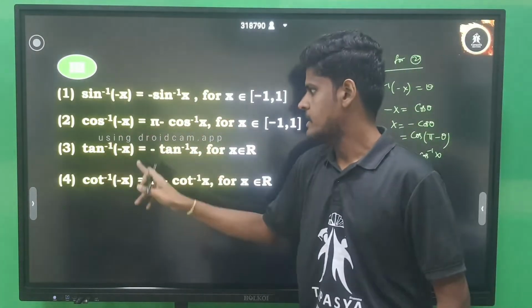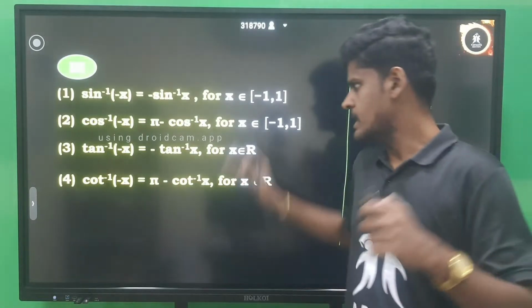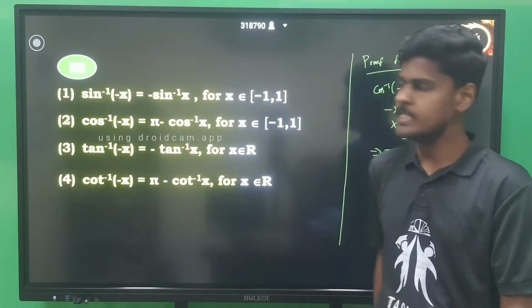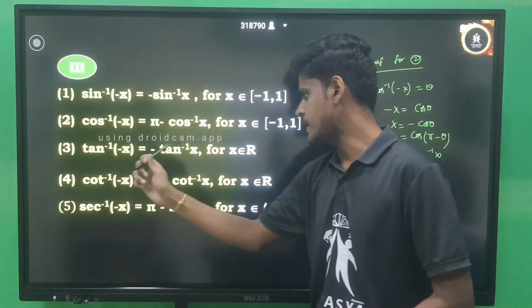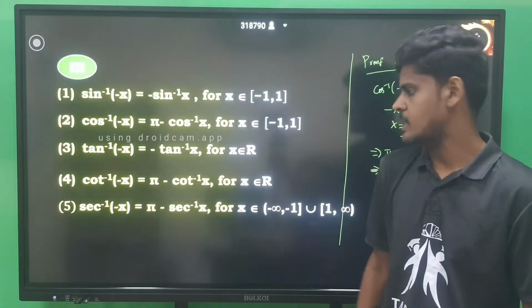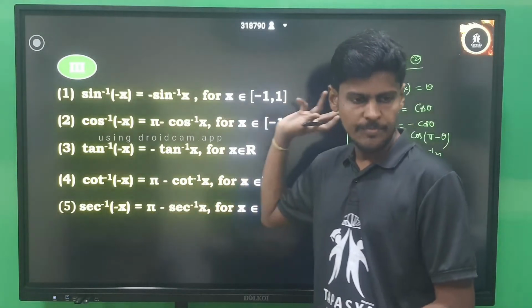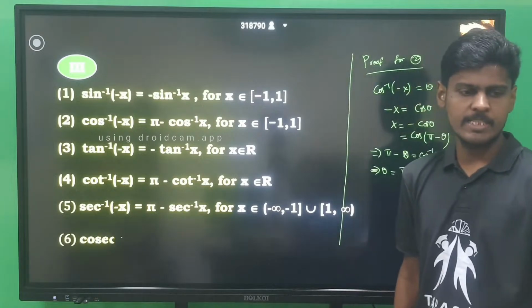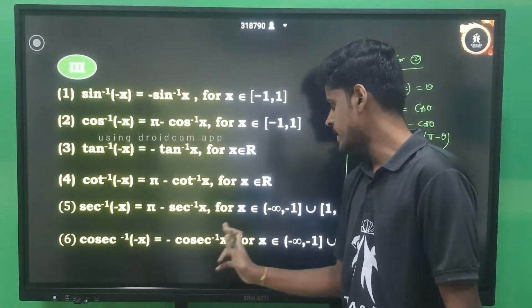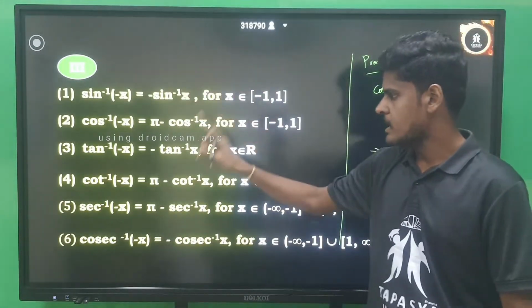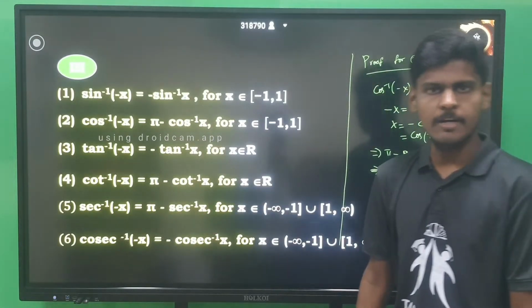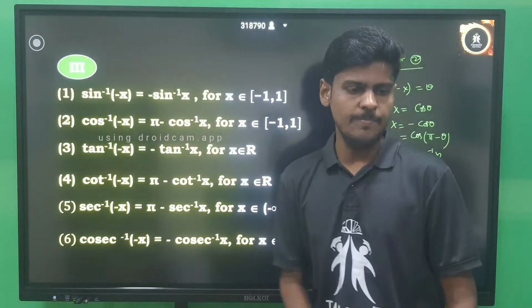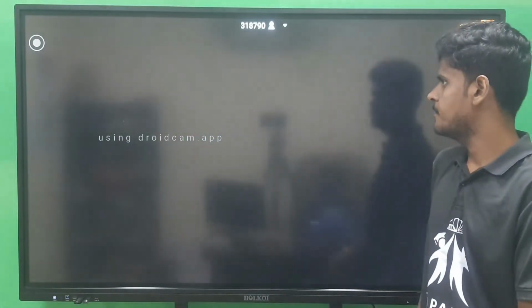Third one, tan inverse of minus x is minus tan inverse x. Just like sin inverse, it is also an odd function. So tan inverse of minus x is minus tan inverse x. Cot inverse of minus x is pi minus cot inverse x, similar to cos. Secant inverse, again pi minus secant inverse x, and cosecant inverse of minus x is minus cosecant inverse x. Sin, tan and cosecant, these three are odd functions. Cos, cot and secant will have the value pi minus the inverse of x.